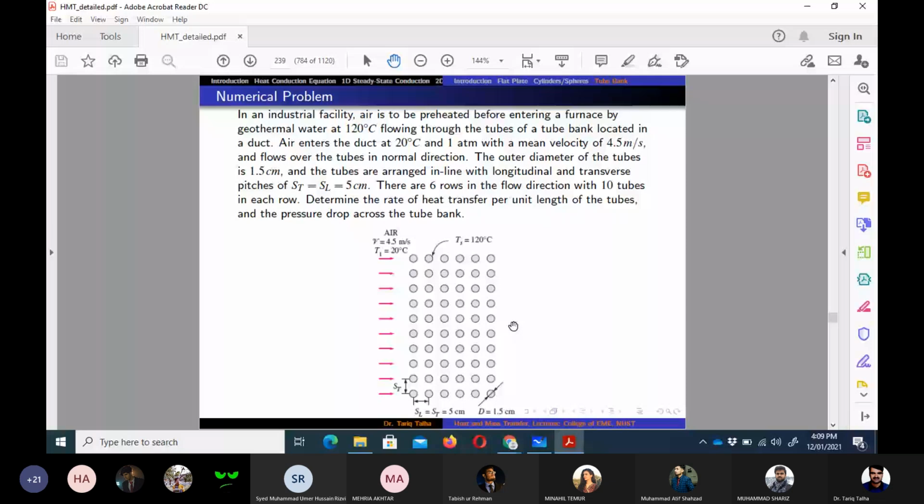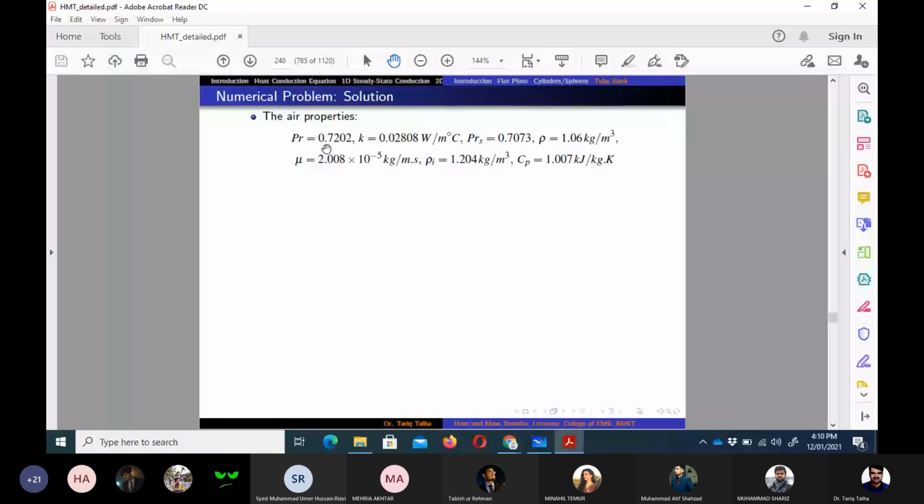First of all, we need to determine the Reynolds number, but for that we need to know the properties: rho, U infinity, and others. So first we determine those properties. Prandtl number from the table is 0.7202. K of air is 0.02808, and then the Prandtl number at the surface temperature of the tube, which is 120 degrees, is 0.7073.